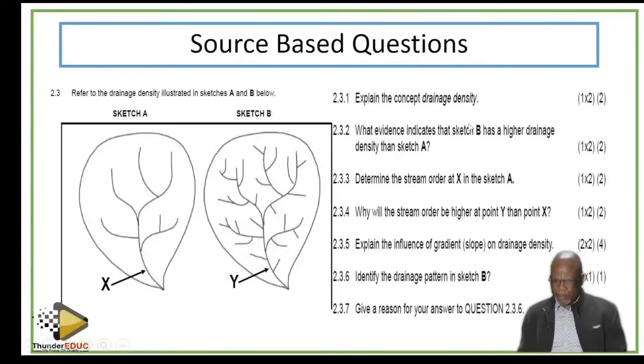So what evidence indicates that sketch A has higher drainage density? Why do we say A has higher density? There are many tributaries. There are many tributaries here.